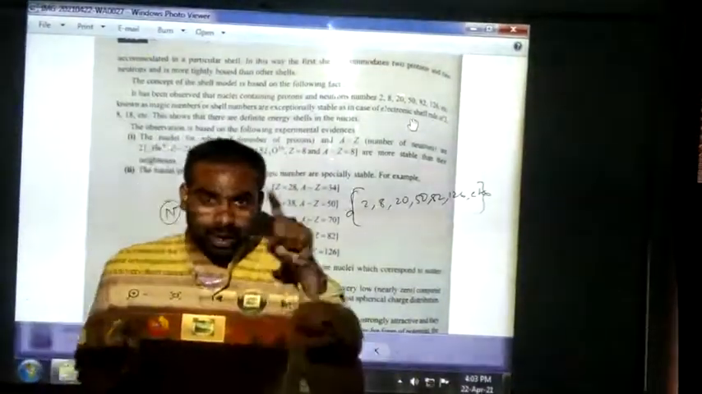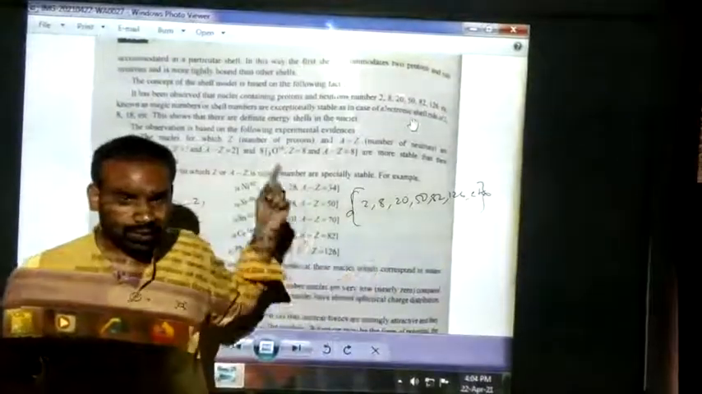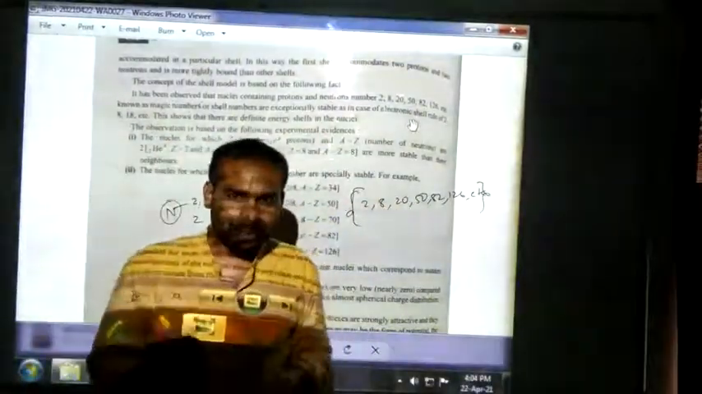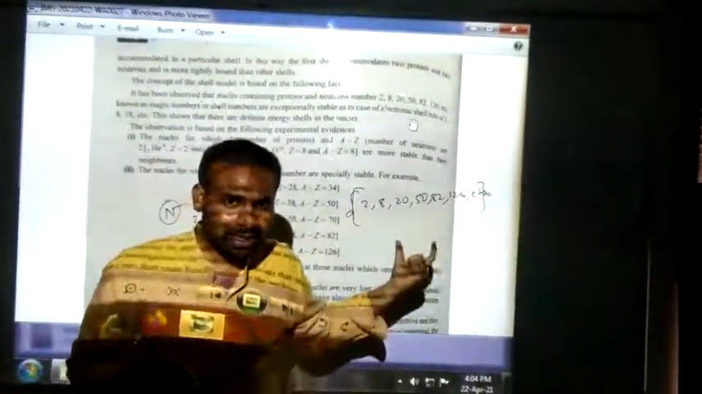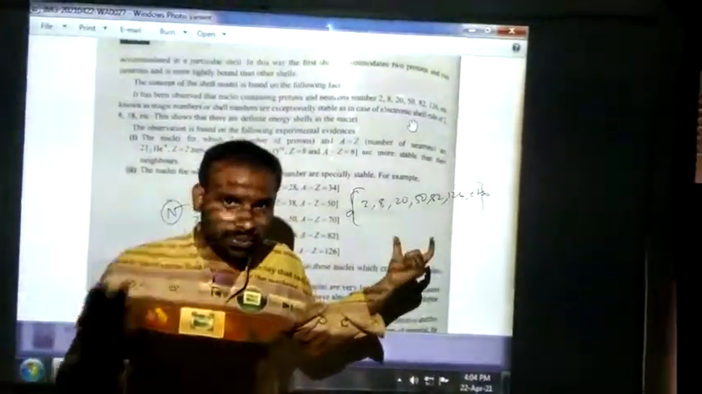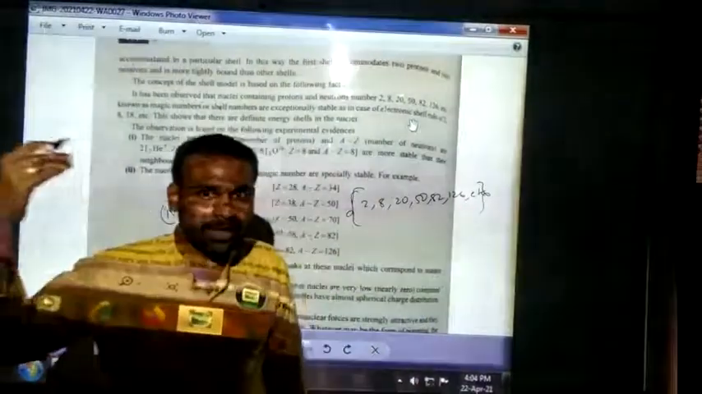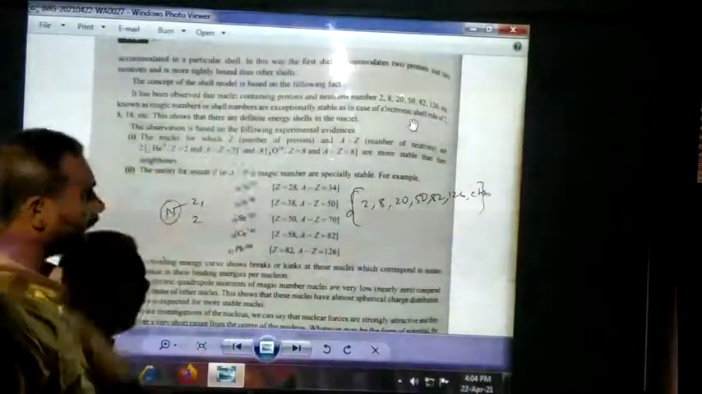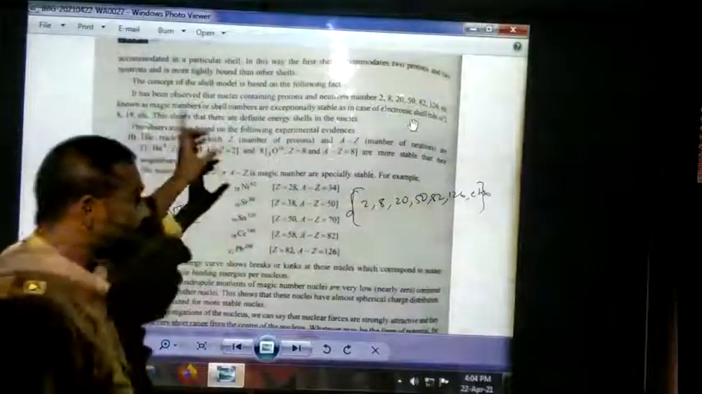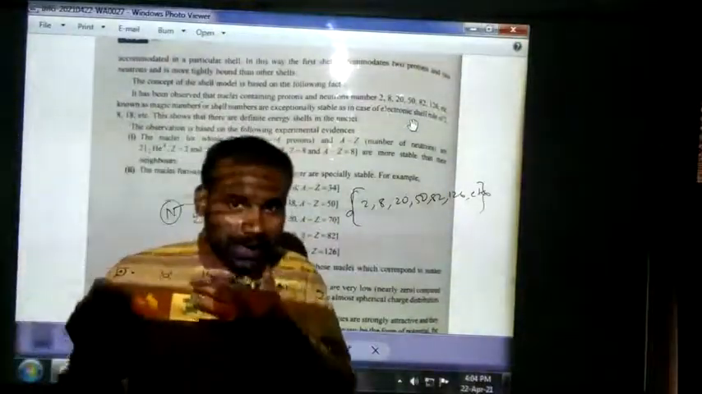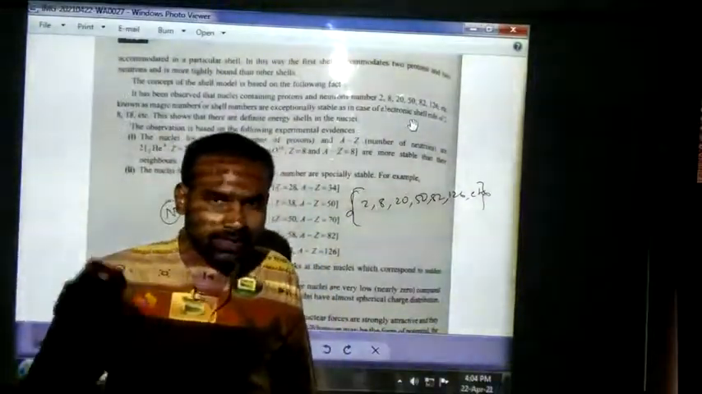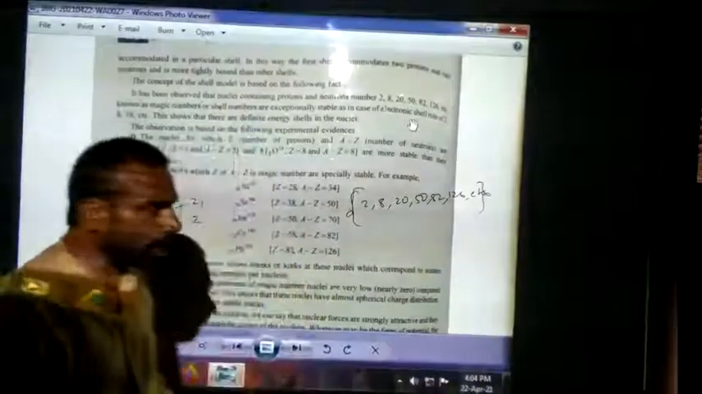The liquid drop model fails to explain these magic numbers. So here, 2, 8, 20, 50, 82, 126 are the magic numbers. If any nucleus contains this number of protons or neutrons, then it is more stable compared with the other nuclei. The concept of the shell model is based on this fact. It has been observed that nuclei containing protons and neutrons in number 2, 8, 20, 50, 82, 126 are more stable compared with the other nuclei.